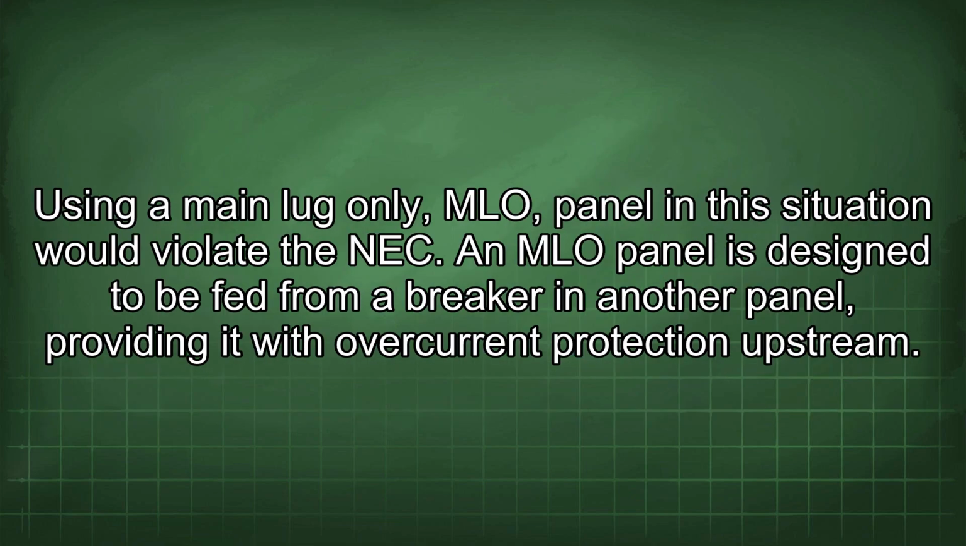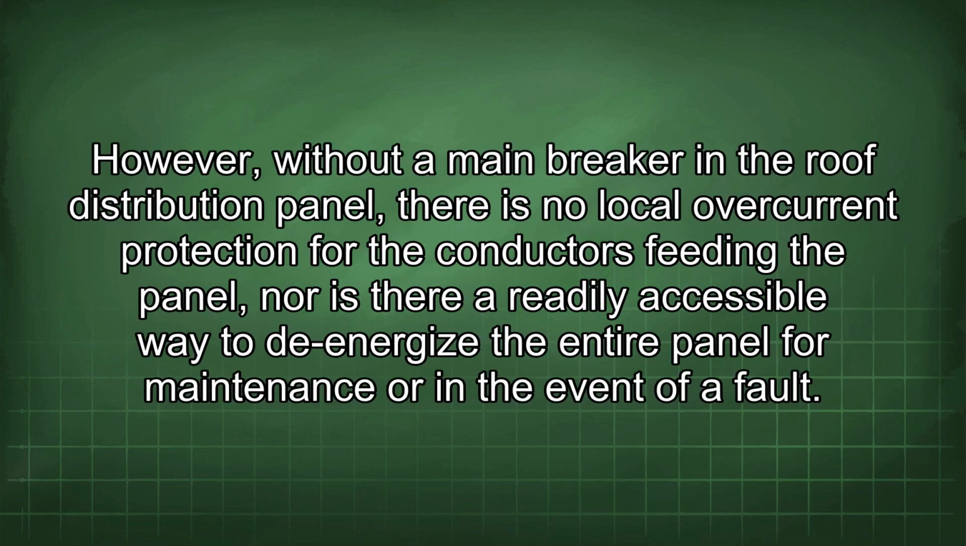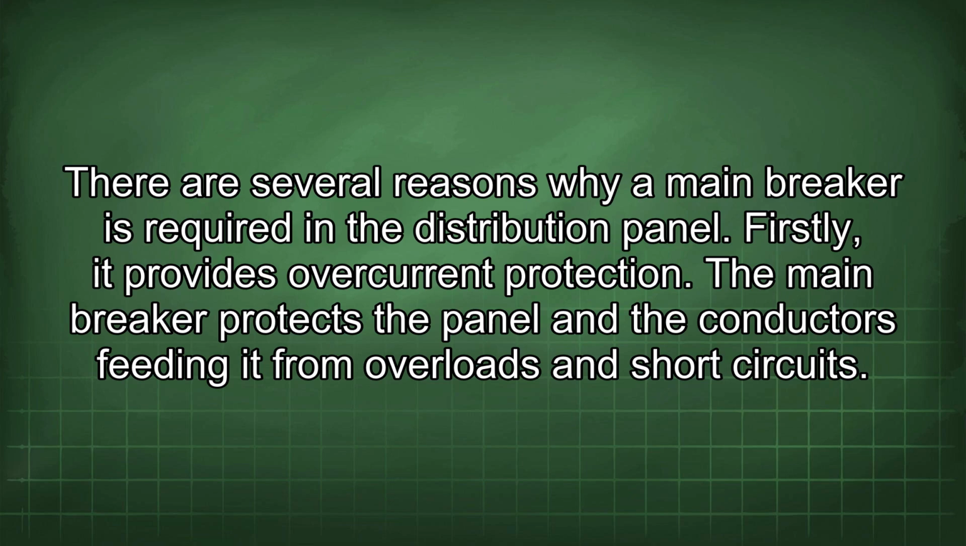Using a main lug-only (MLO) panel in this situation would violate the NEC. An MLO panel is designed to be fed from a breaker in another panel, providing it with overcurrent protection upstream. However, without a main breaker in the roof distribution panel, there is no local overcurrent protection for the conductors feeding the panel, nor is there a readily accessible way to de-energize the entire panel for maintenance or in the event of a fault. There are several reasons why a main breaker is required in the distribution panel.